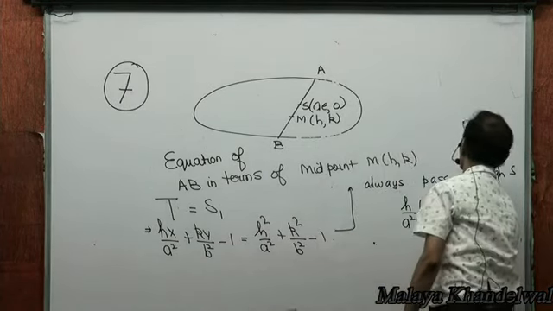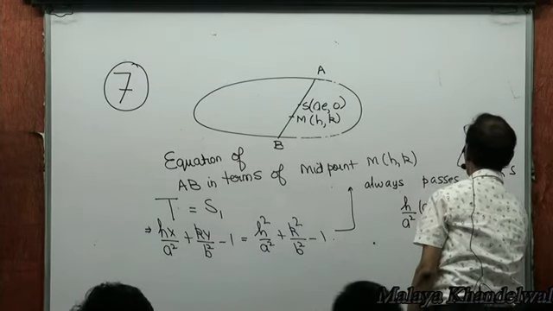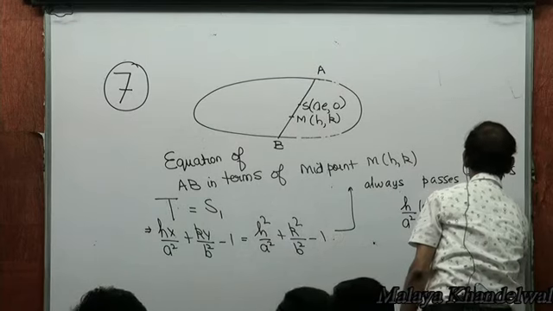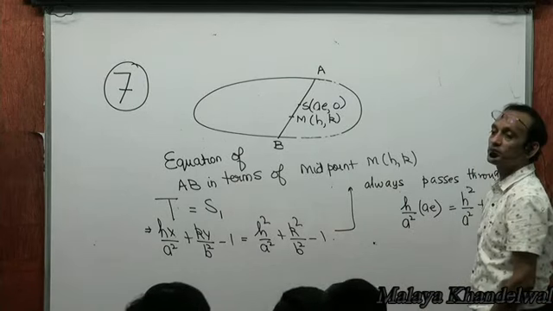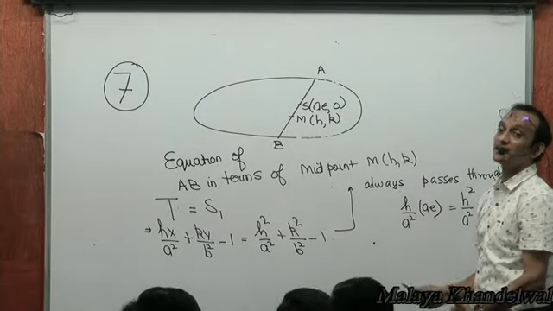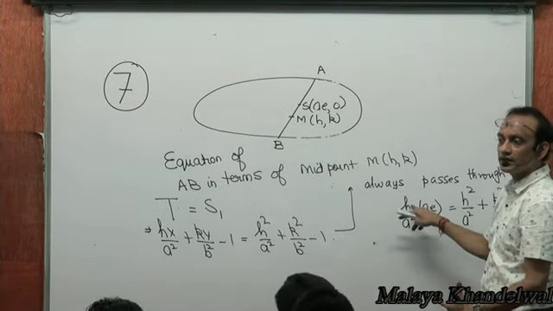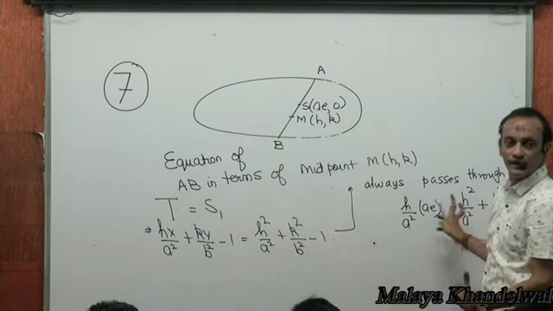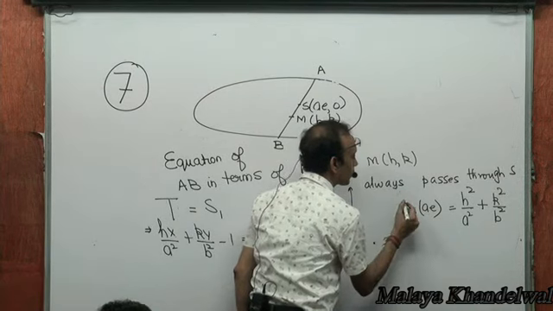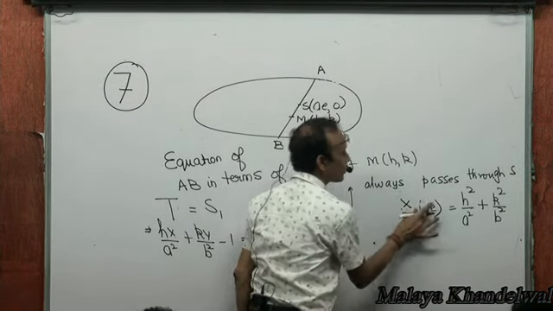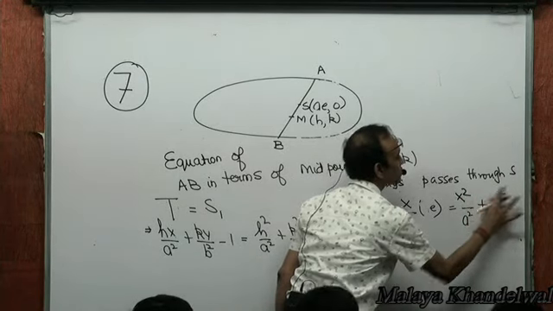Put y equal to 0. This would be, and then generalize that. Replace h by x and k by y to get the locus of M. Would you not want to generalize this now? Replacing h by x and k by y, right? That's the locus of M.